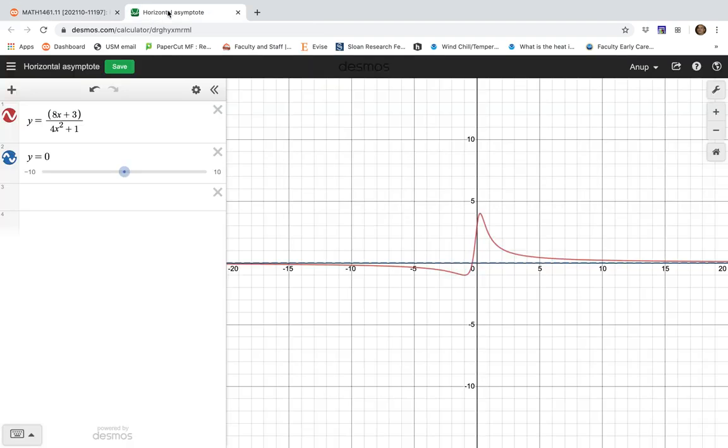The nice example is this one, right? You can see the degree of the numerator is 1, the degree of the denominator is 2, 1 is less than 2, so clearly y equal to 0 is the horizontal asymptote. Done.